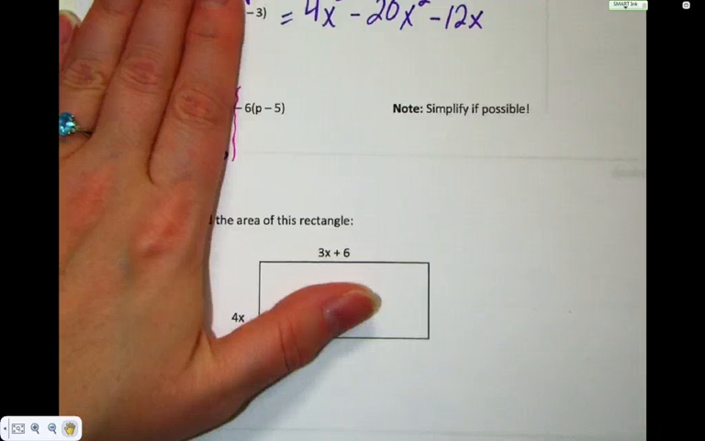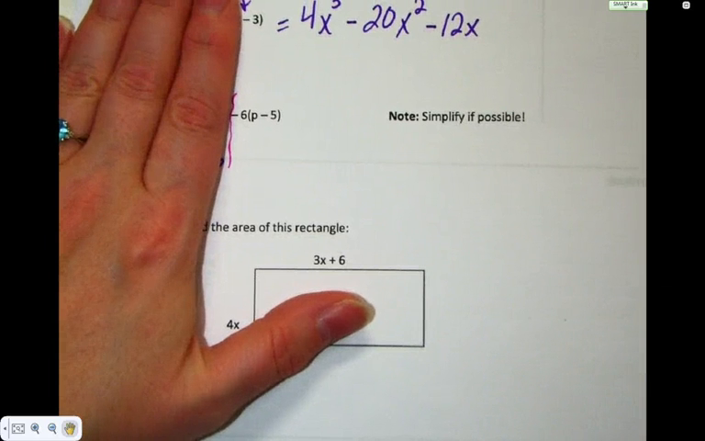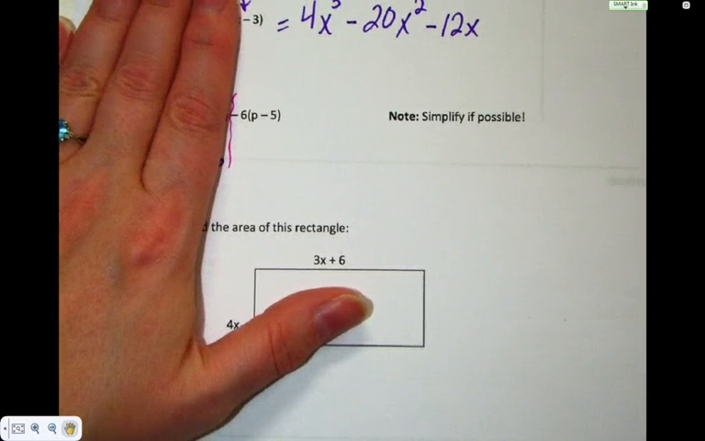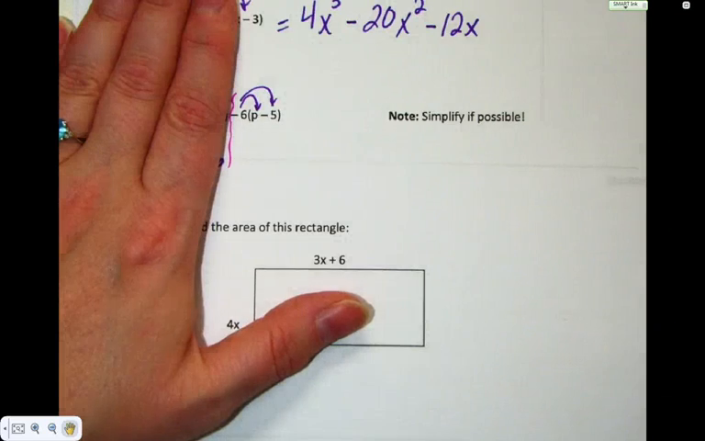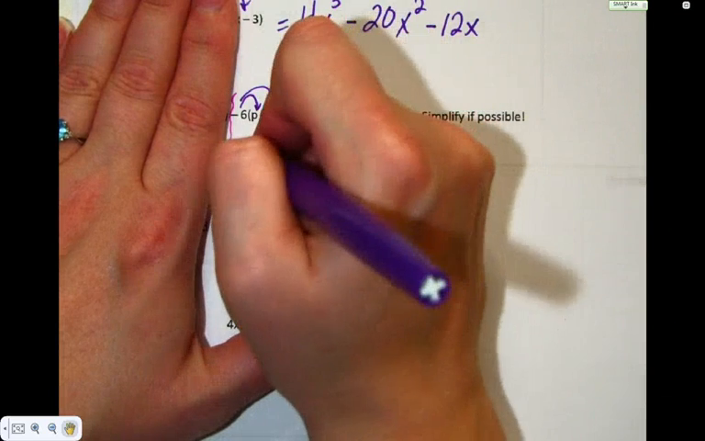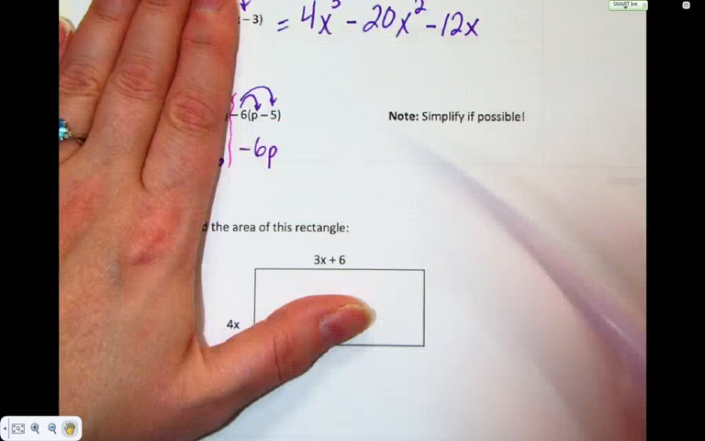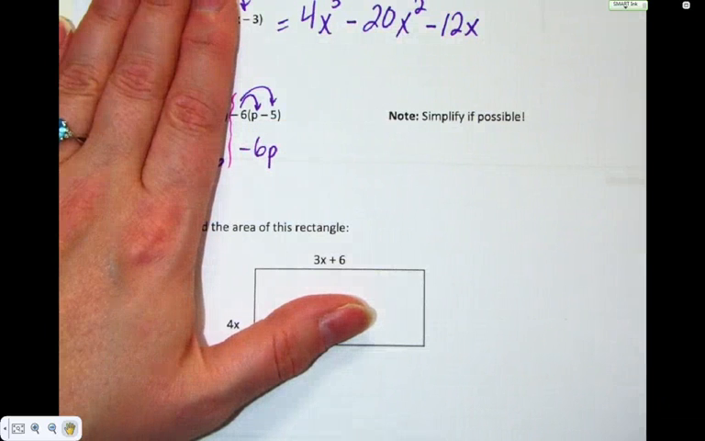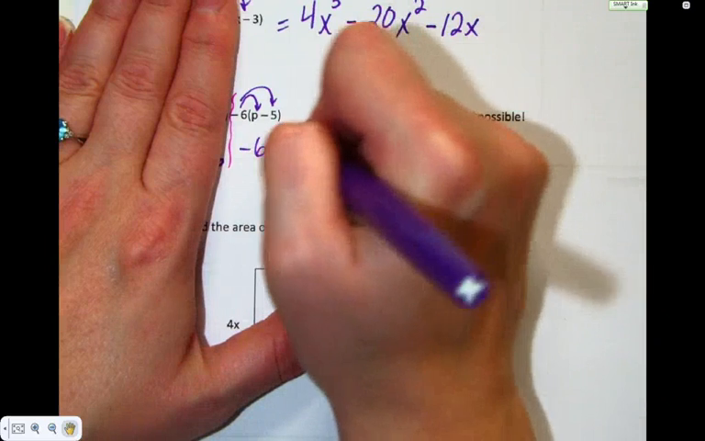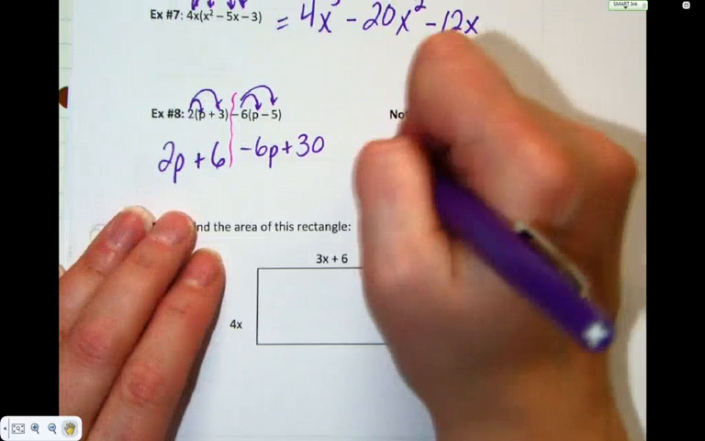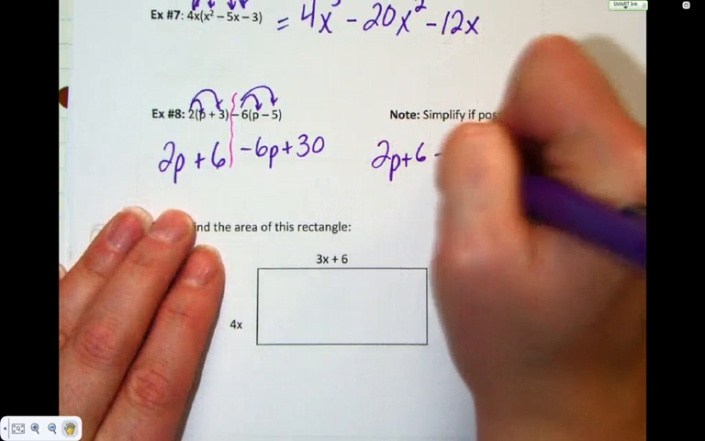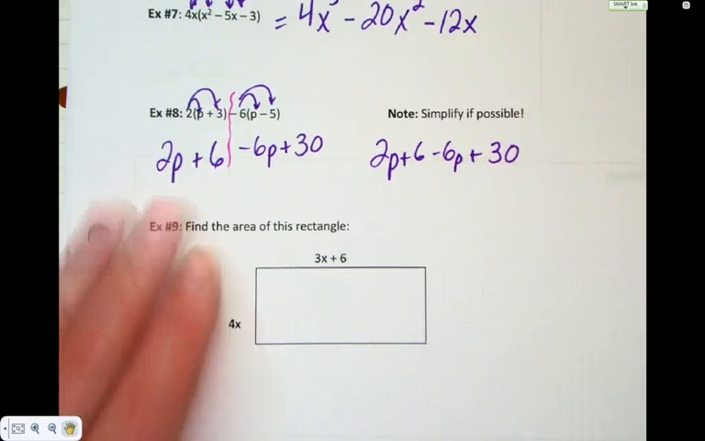Now I'm going to ignore that left-hand side, and I'm just going to look at the right-hand side. What do I need to distribute? The minus 6. Minus 6 needs to go to the p, and minus 6 needs to go to minus 5. Minus 6 times p. Negative 6 times negative 5. Now what I'm going to do is just smush those all together. So I have a 2p plus 6, a minus 6p plus 30.